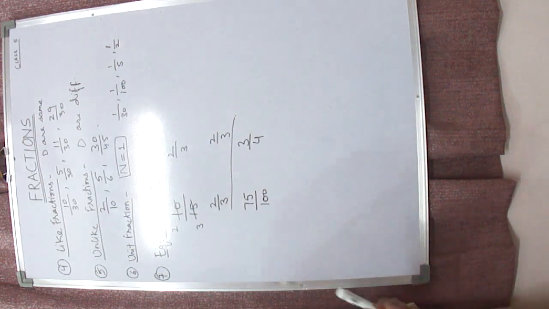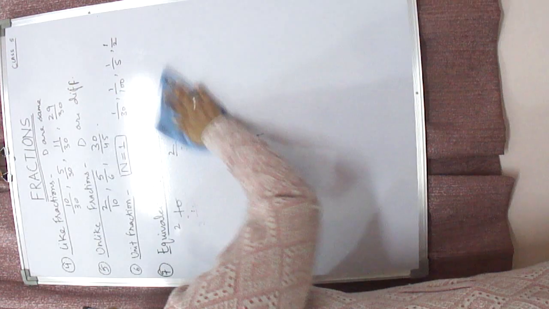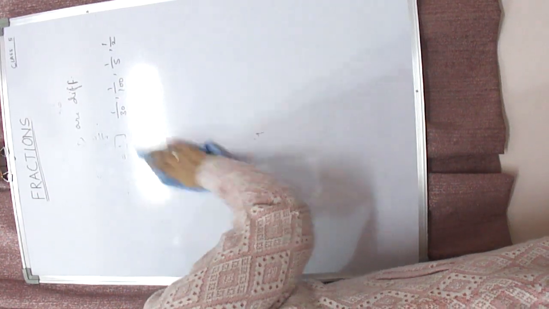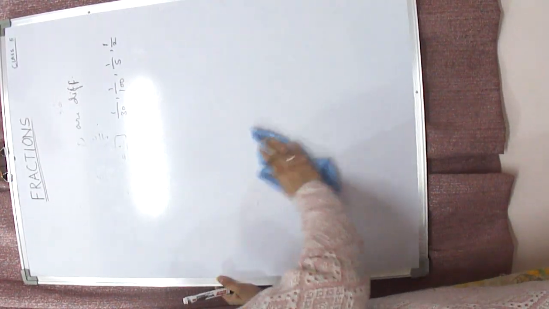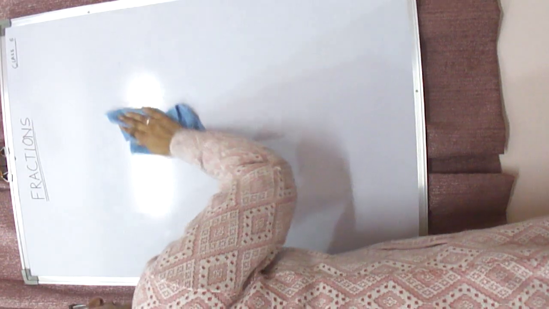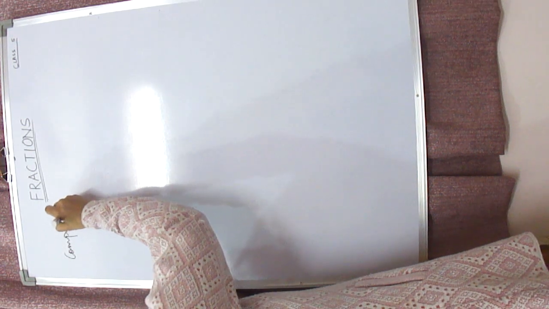Okay. Now let's move to the comparing and the ordering of fractions. Now what do you mean by comparing? When we compare fractions, we basically tell which one is greater and which one is smaller. Comparing of the fractions.